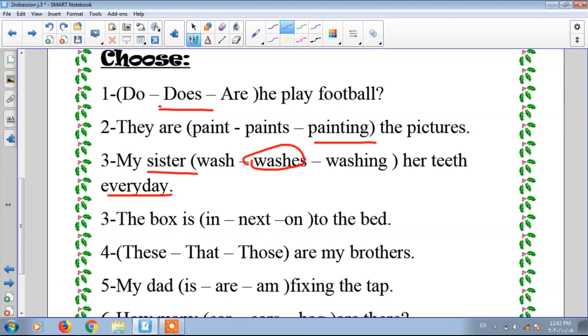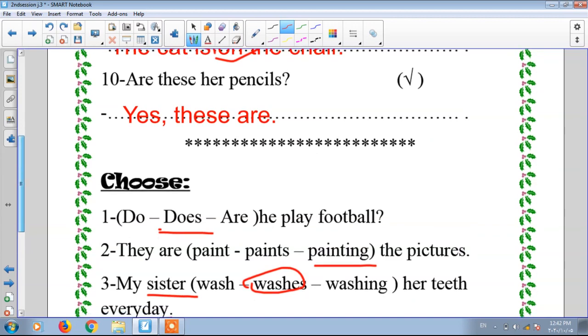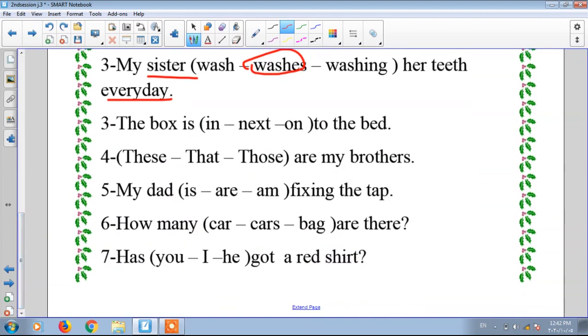Number 4, the box is in or next or on to the bed. Here we have what? To. Can I say the box is into? The box is in, onto? No, the box is, yes, next to. Circle next.